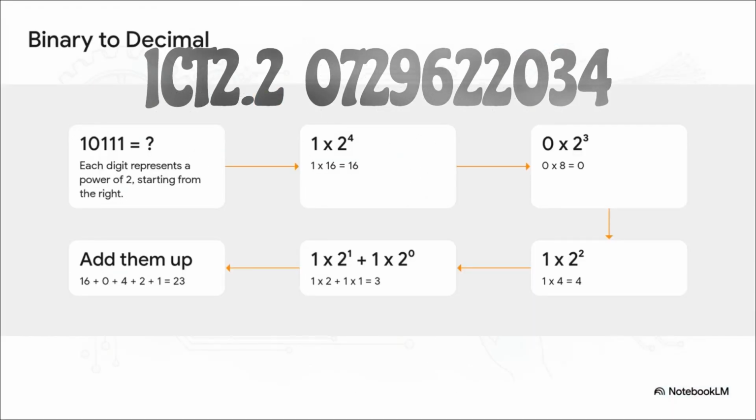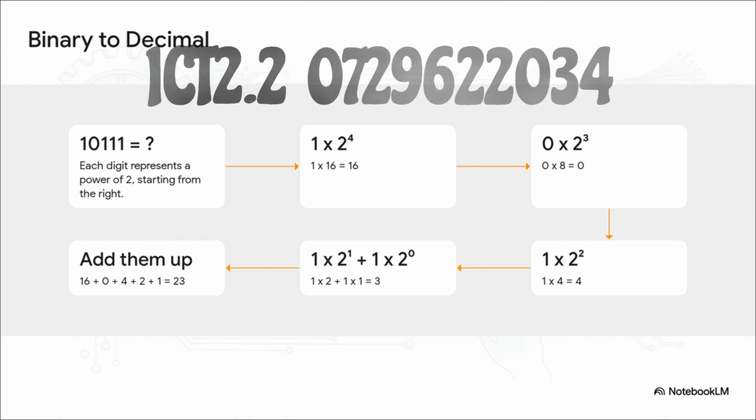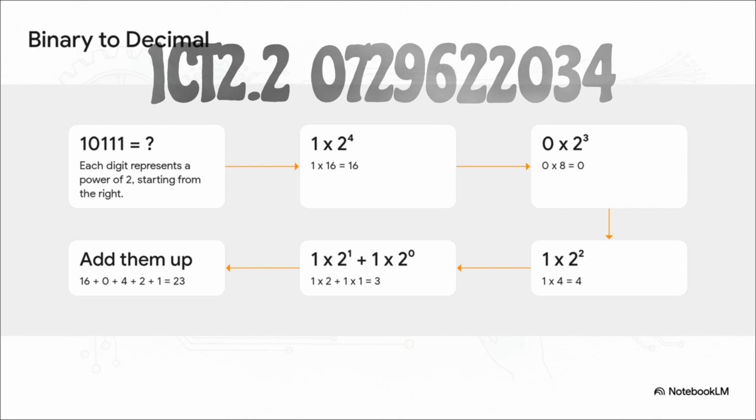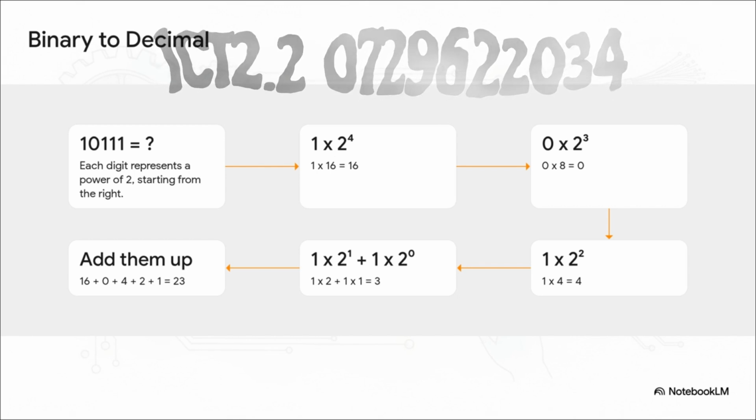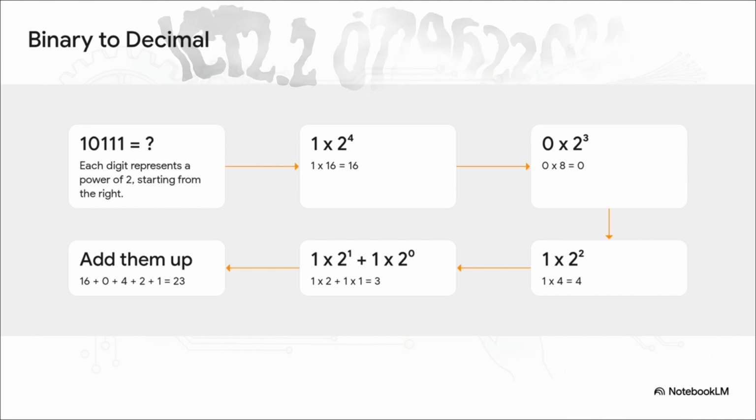Take the binary number 10111. What does that even mean? So remember, we read it from right to left. The first spot on the far right is the ones place, 2 to the power of 0. The next one is the twos place, then 4s, then 8s, then 16s. Now here's the trick. You only add up the values where you see a 1, where the switch is on. So we have a 16, we skip the 8, then we have a 4, a 2, and a 1.